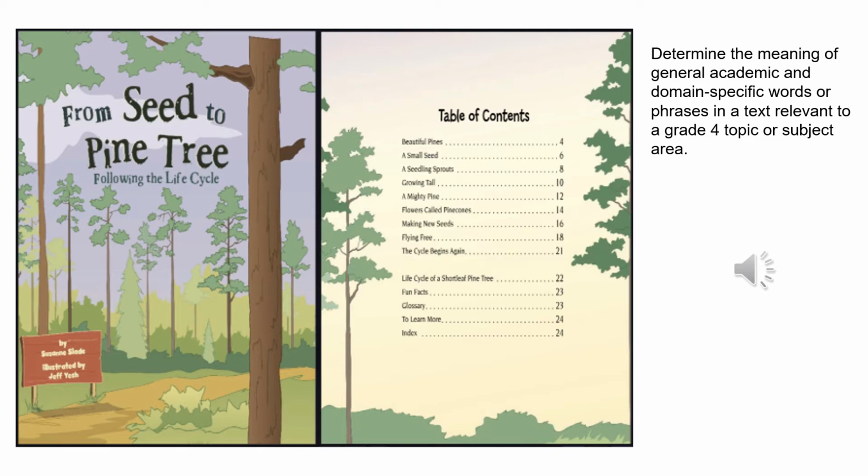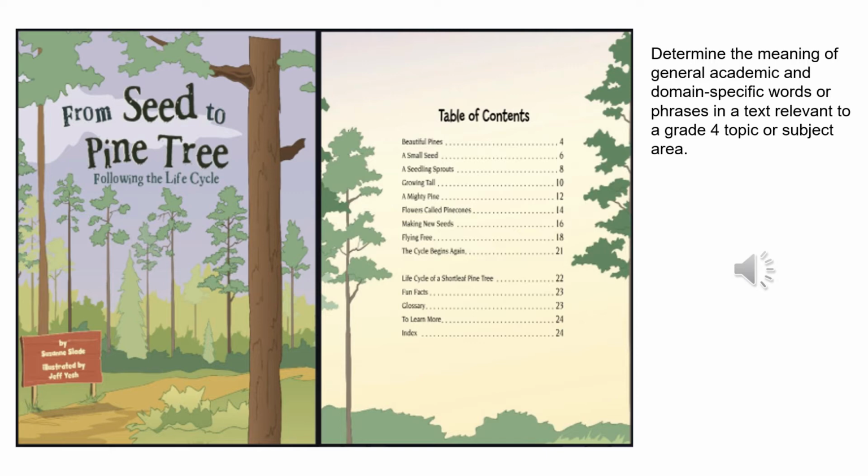One other thing that we're going to do as good readers is determine the meaning of words that we don't know. Sometimes these are general academic words and sometimes they're domain-specific words. Domain-specific words are words that have to do with a specific topic. For example, trees, trunk, bark. All of those are domain-specific words. General academic words are words that can be used across all texts.